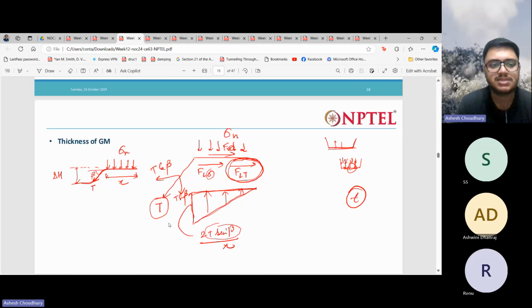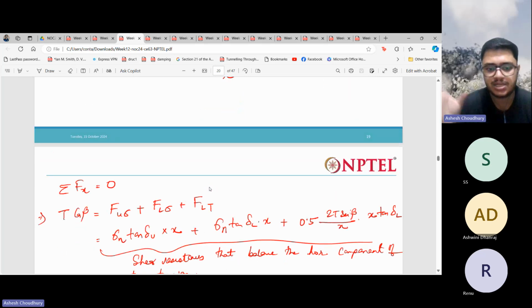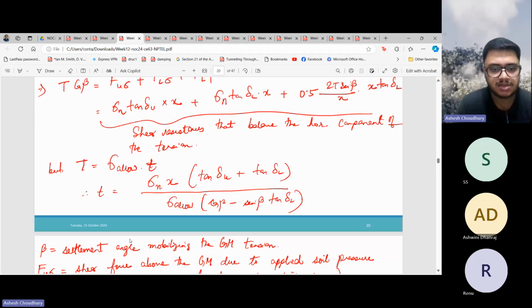We discussed many things in the previous class, right? I was speaking of how to determine the thickness of the geomembrane. We take the components, see how they are distributed, then we take the equilibrium, and finally find out the thickness of the geomembrane. Please have a look at this.